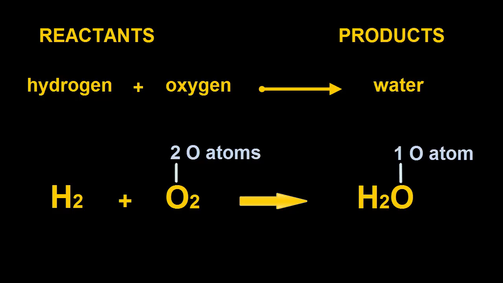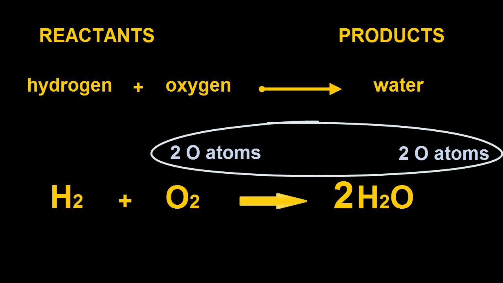They're not equal. We can't fix it by changing water's formula to H2O2 because it would no longer be water. But we can double the number of H2O molecules on the right-hand side by putting a 2 in front of the H2O. Because 2 H2O molecules contain 2 oxygen atoms, both sides of the equation have the same number of oxygens.